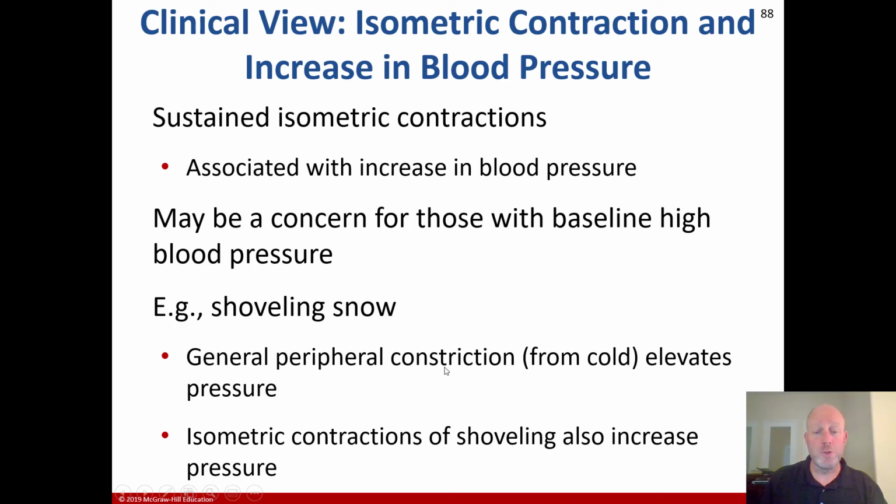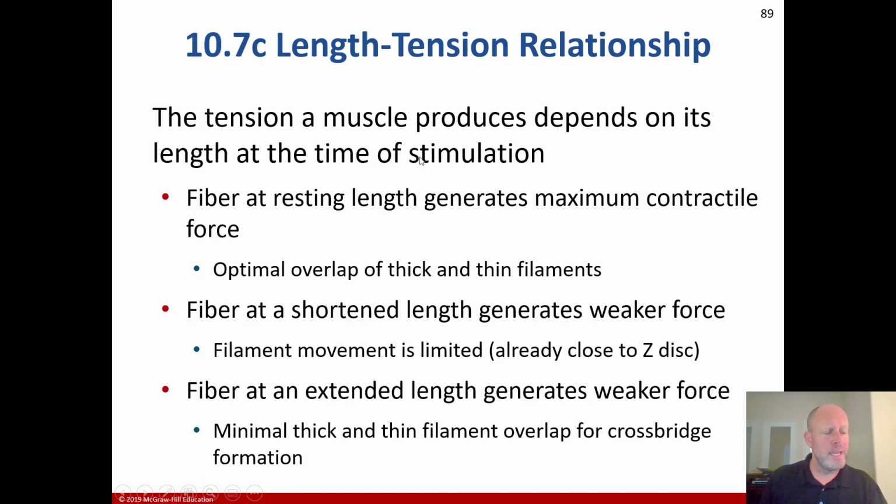Okay? There's general peripheral constriction in this case here from the cold, which elevates blood pressure, which can be one way that happens. That shivering, you kind of hold your breath there. Isometric contractions of shoveling also increase pressure if it's again heavy snow. Length tension relationship we're going to talk about when we come back to here shortly when it comes to skeletal muscle.